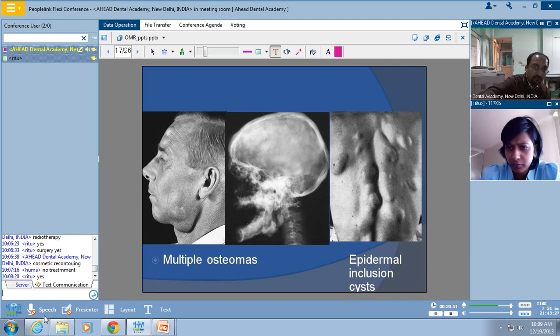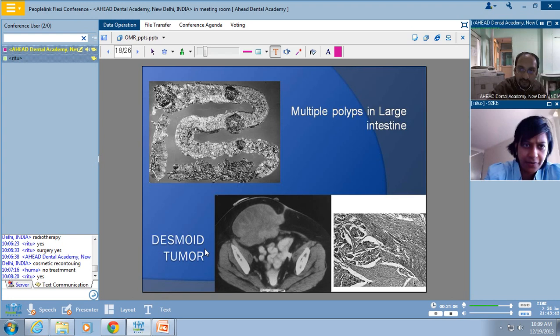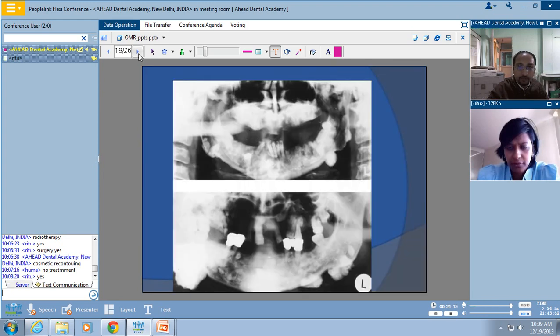Now, what is this swelling generally seen in? In addition to this, we came across intestinal polyps in this patient. Can you make out these multiple polyps in the large intestine? And doing a CT of this patient, we also came across certain desmoid tumors. Again, multiple supernumerary teeth and multiple osteomas are there in this patient. So in addition to this, we can safely say that this condition is actually Gardner syndrome.